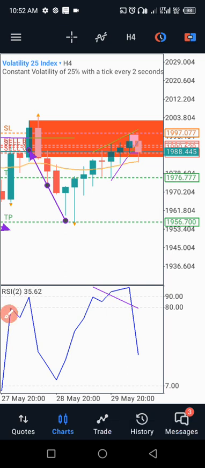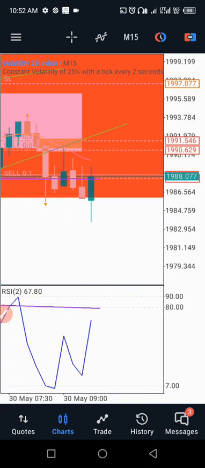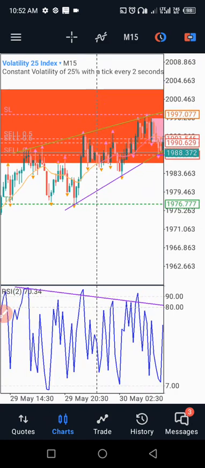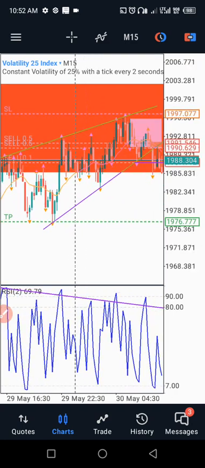So price has gotten to that peak. So if we go to maybe the 15 minutes time frame now, we'll be able to see it clearly. Okay, so we can see this is what price is doing here on the 15 minutes time frame.